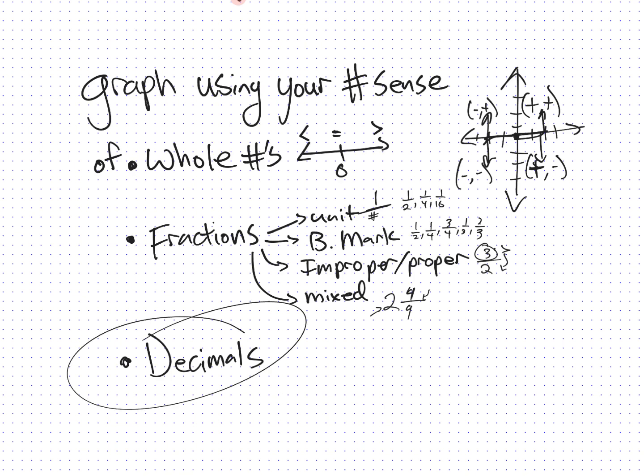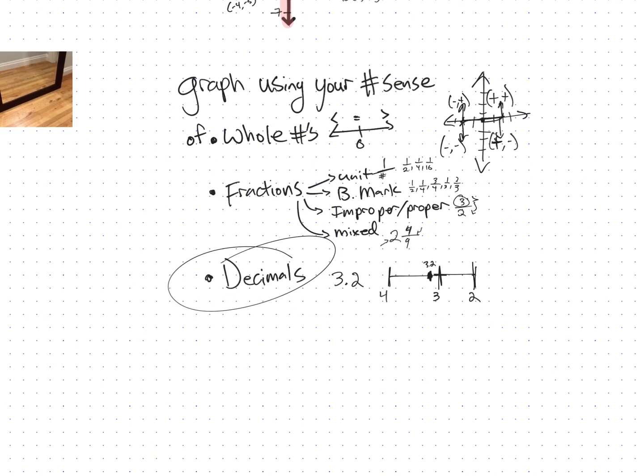Decimal, same thing. If we're at 3.2, we want to make sure that wherever we are on our coordinate graph, we're between 3 and 4. I know it's not going to be in this area. So 3.2 is probably right about there, and that's where my point would be, right? So being able to graph using your number sense is key.